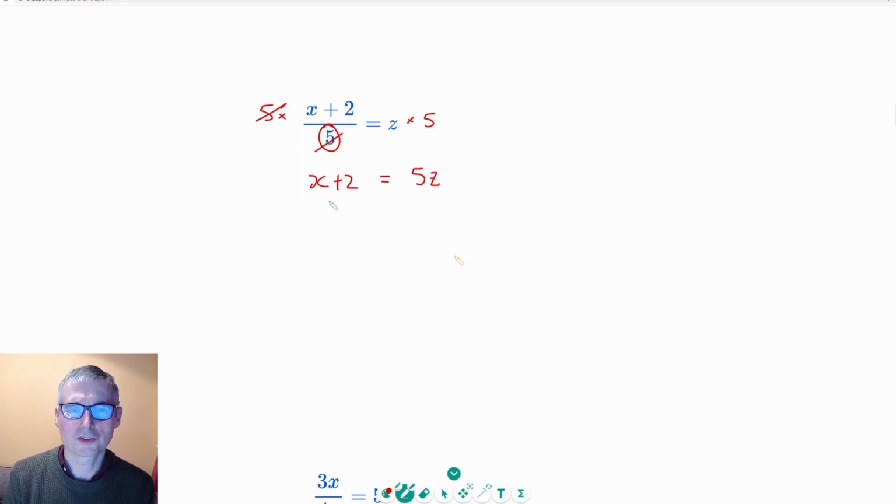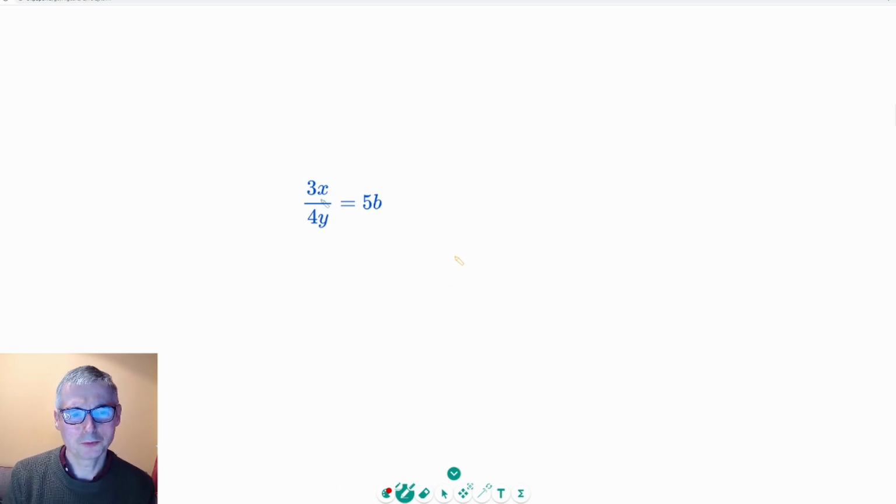And we now want to just get rid of this 2 that's been added to the x. So to do that, I'm going to take away 2. That's the opposite to adding 2. And I've also got to do the same thing there. So the 2's will cancel on the left, and I'm left with x equals 5z minus 2. And that one's completed. In our next example, we've got 3x divided by 4y equals 5b.